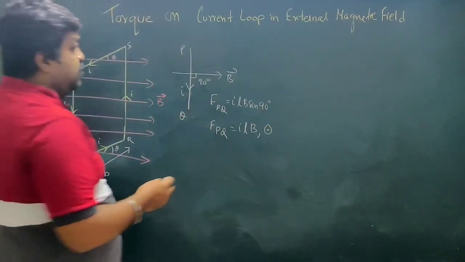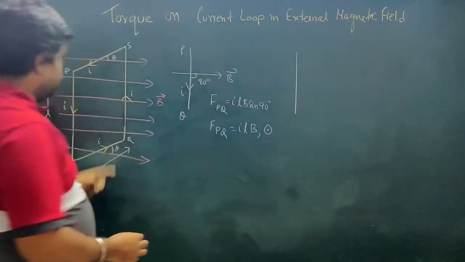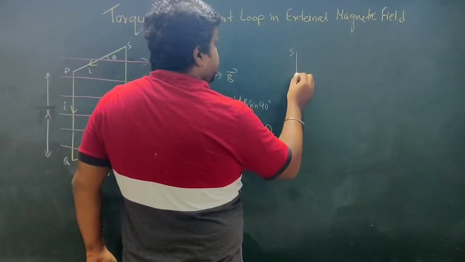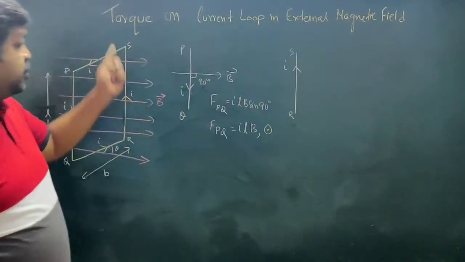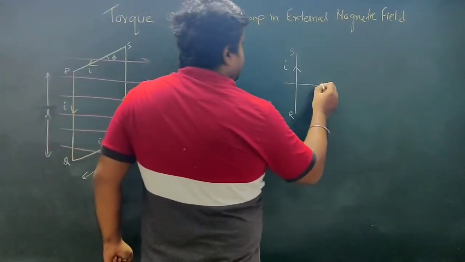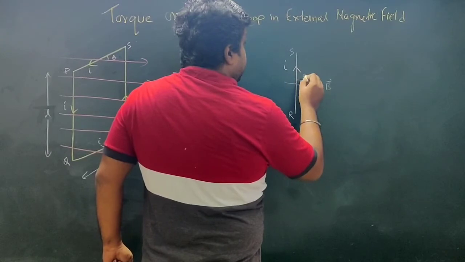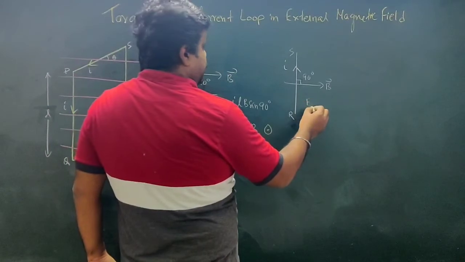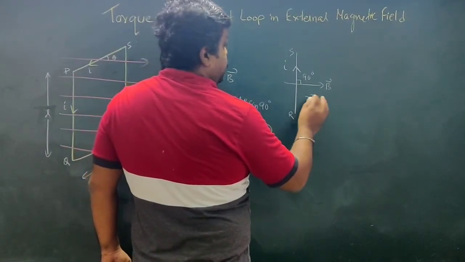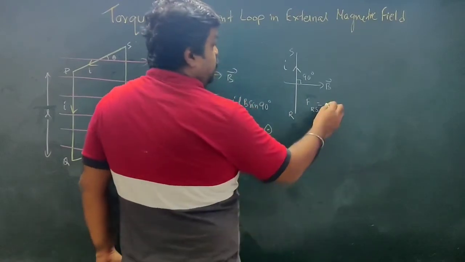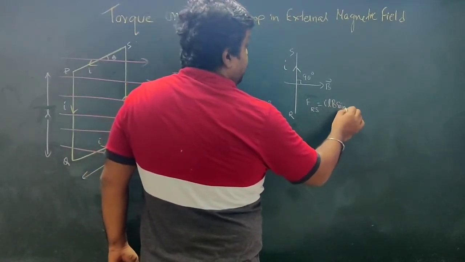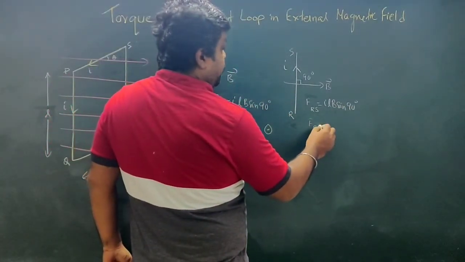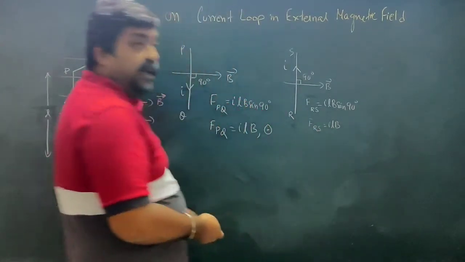Now what about the force on part RS? This is R, this is S. Current is flowing in the upward direction. This is the direction of the magnetic field. Again the angle is 90 degrees, so the force will be maximum. The magnitude of the force F RS is equal to ILB sin 90 degrees. So F RS is equal to ILB. And what about the direction?